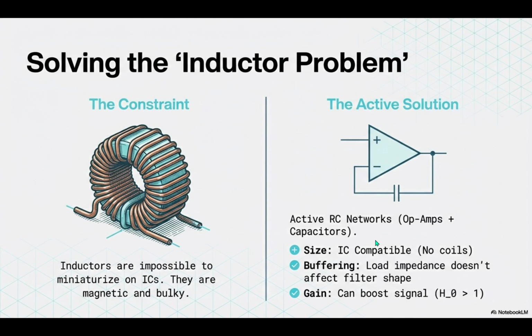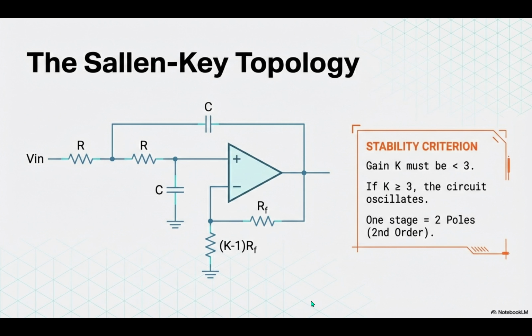And then there's the second superpower, gain. We'll call it H$R. Because the op-amp is connected to a power supply, it can inject energy. Right. We aren't limited to a max volume of 1 anymore. We can make the output 10 times louder than the input if we want. Okay, so we have power and we have isolation. This unlocks the ability to build much more complex architectures.